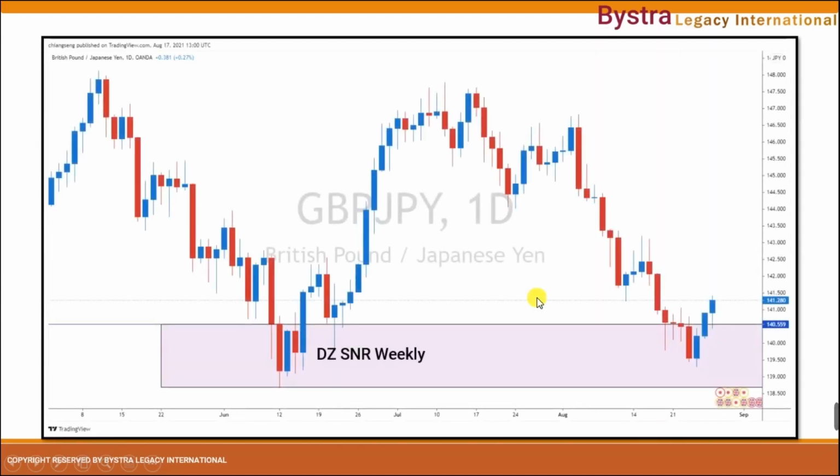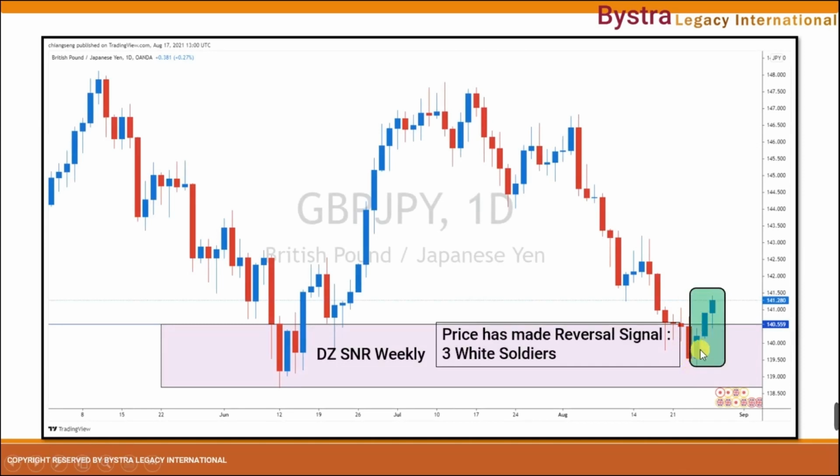So we wait. Once the daily time frame shows that there is a rejection, or what we call the candlestick reversal signal, price made three white soldiers and at the same time closed outside of this zone. Remember the CRS that we learned, the class on confirmation of rejection. Yes, we learned about that, okay? So have a look on Google for more detail on the CRS.